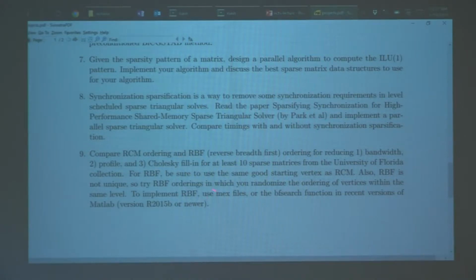And then idea number 9, which I've talked about in class before, is to compare RCM ordering with reverse breadth-first ordering. I think nobody really knows the answer to this, so it would be very interesting to see what the results are.